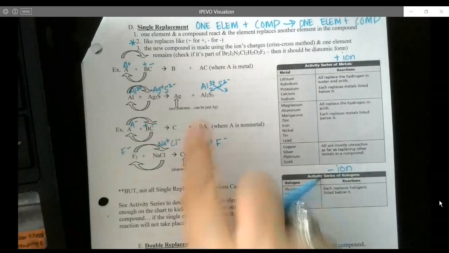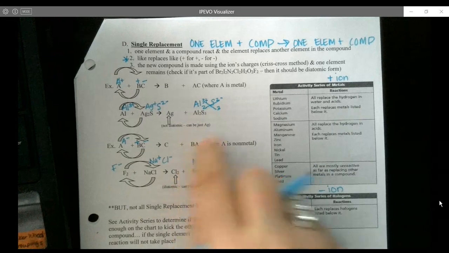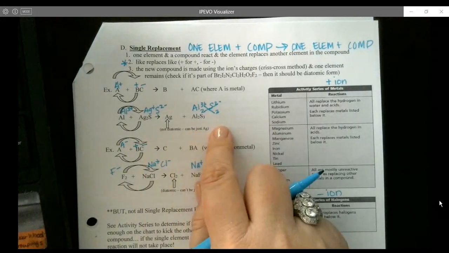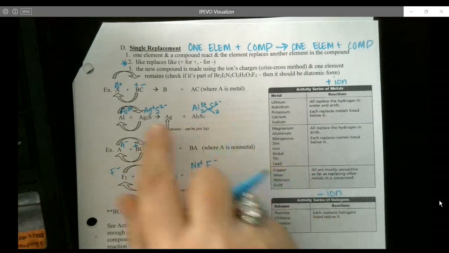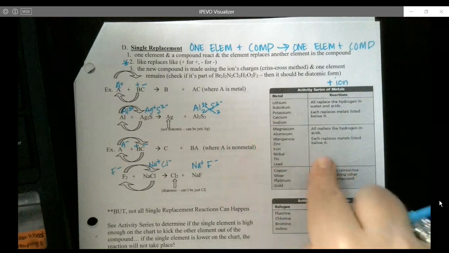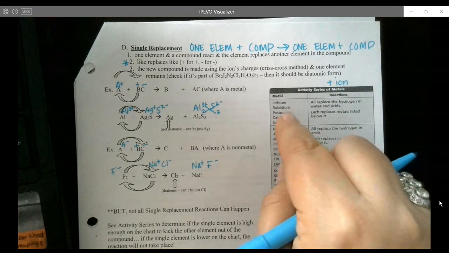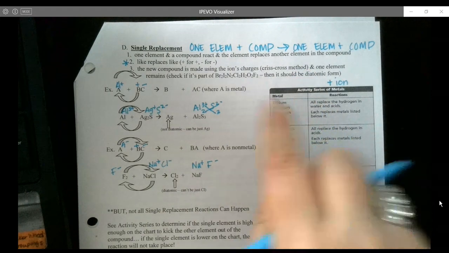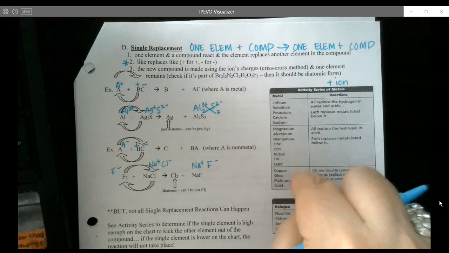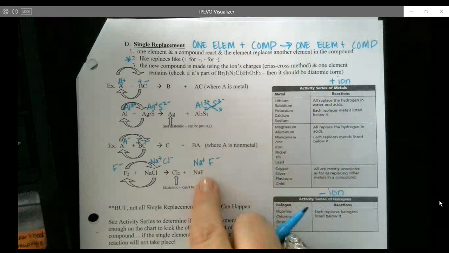So when we're looking at single replacements, you have to use your activity series. If someone's asking you to predict what the products are or if the reaction can happen, you go to the activity series and you say, okay, can this happen? Okay. And if you are above the element you're kicking out, you can make it happen. But if you're below the element, then it's a no-go. No-go. Okay.